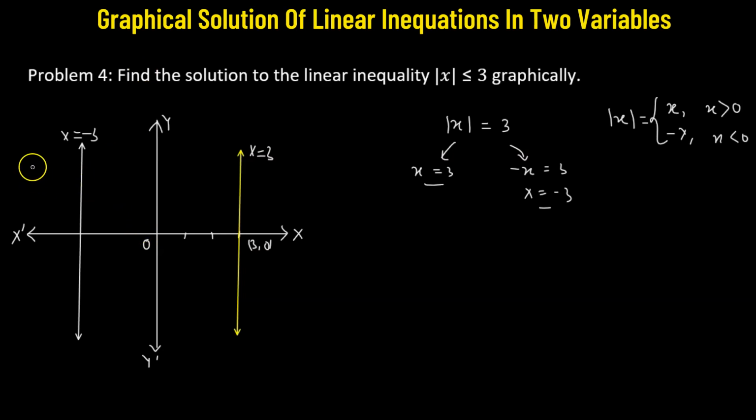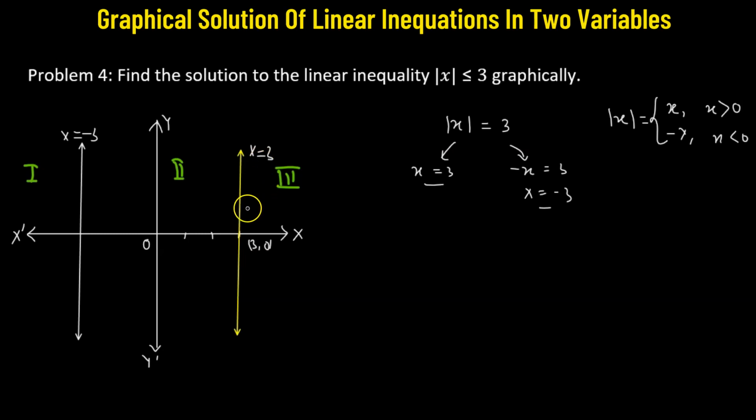So we have region number 1, which lies to the left of x equals -3. Then we have the second region, which lies between x equals -3 and x equals 3. And we have one more region, region number 3, which lies to the right of the line x equals 3. Now we have to find out the region or regions in which our solution is going to lie.